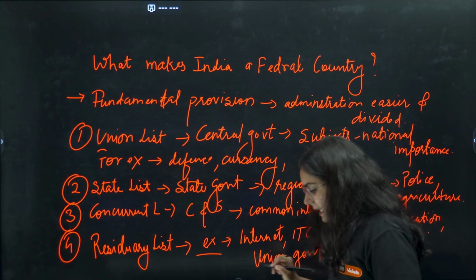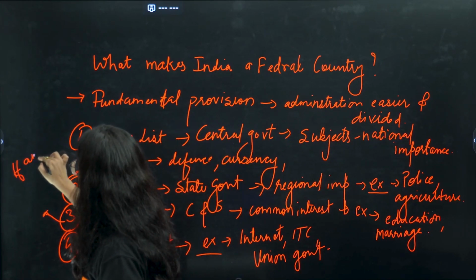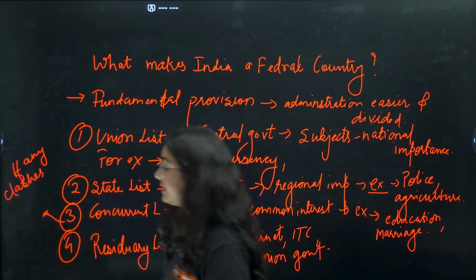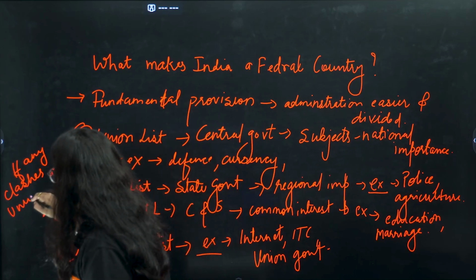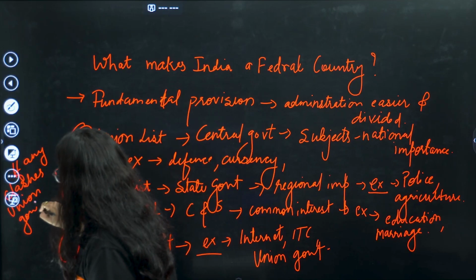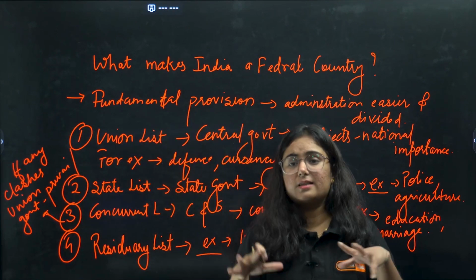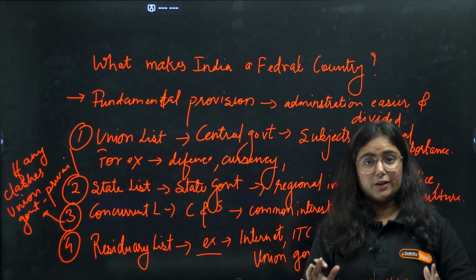Now here you can add one more point, that if any clashes occur between the central government and state government in terms of the concurrent list, who will prevail? The union government will prevail. This is how you need to write this answer. What makes India a federal country? Is it clear to you?